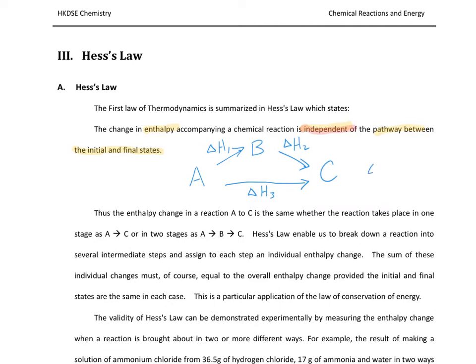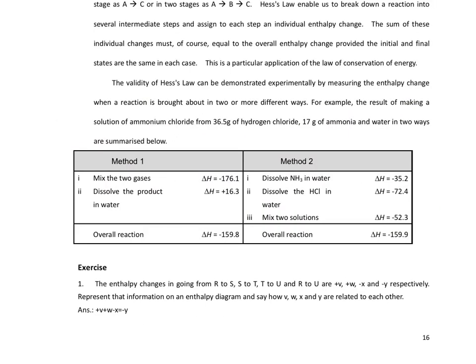According to Hess's law, the enthalpy change is independent of the pathway, but only depends on the initial and final states, so that we can conclude that delta H3 for converting A to C is equal to delta H1 plus delta H2. And I will use another example in your notes to illustrate the concept of Hess's law.